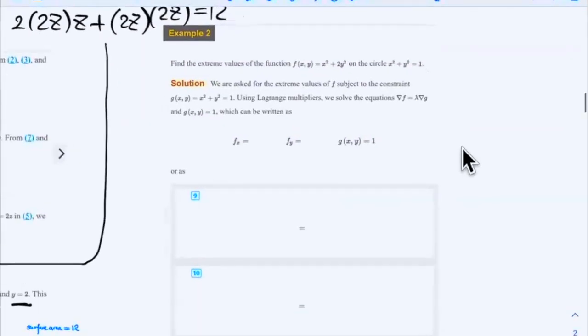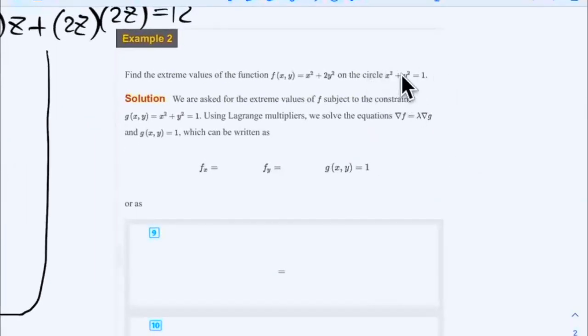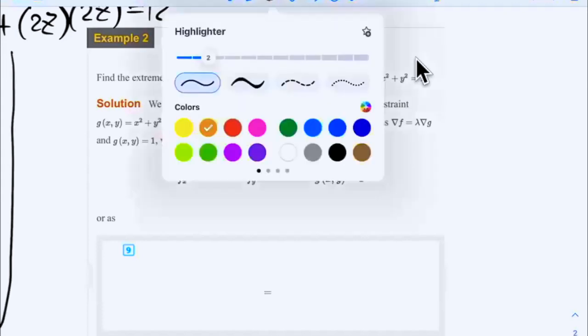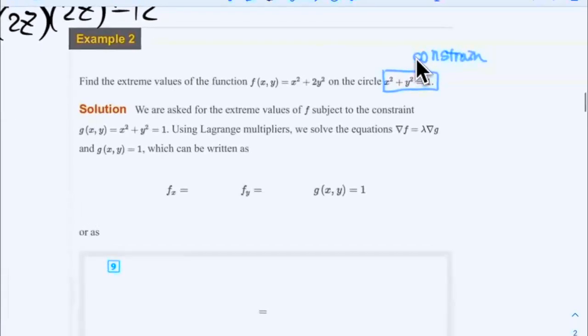Okay. So we continue example 2. We try to find the extreme value of this function on the circle. So as you can see, this is the function you try to find extreme value with, and this here will be the constraint. So remember, this is the constraint. And we try to find the maximum of this, find the extreme value of this function. Okay, so what should we do?